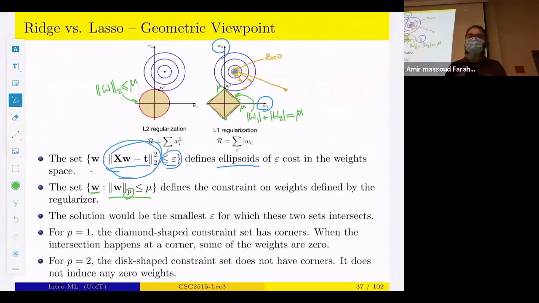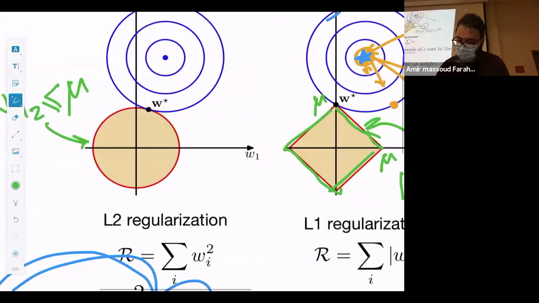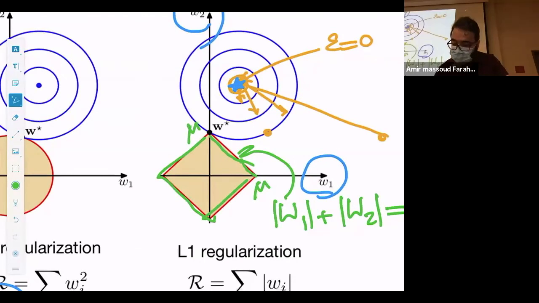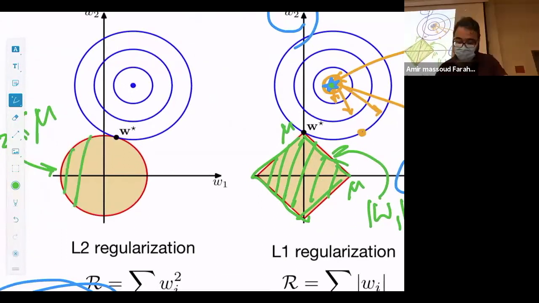So we have two sets. One is the set of feasible constraints. The other is the set of level sets of error on the training set. We want to find the minimum cost, so we want to be as close as possible to this minimum here. But we should find a weight that is within this constraint set, so it should be in this region, or for the L2 case, within this region.